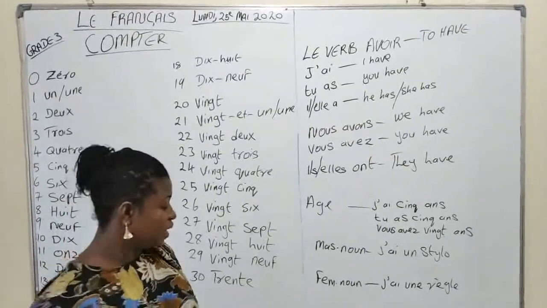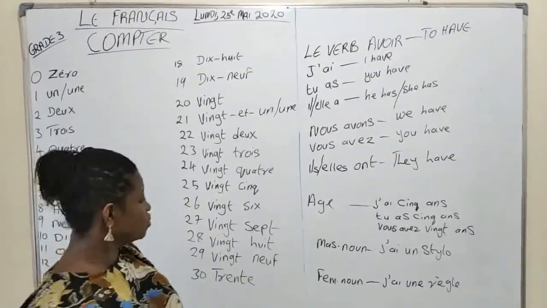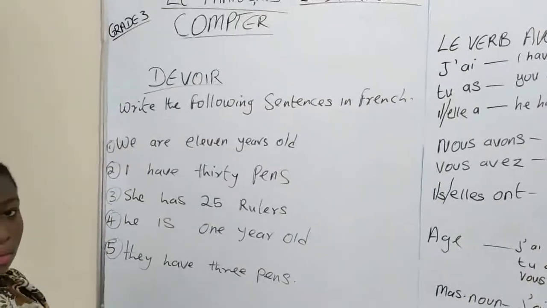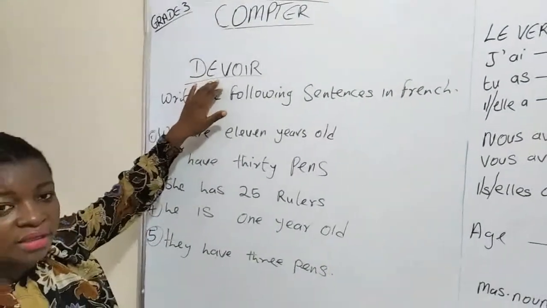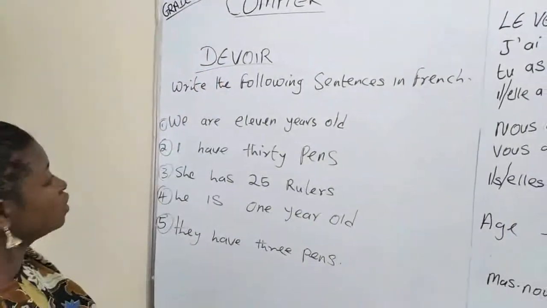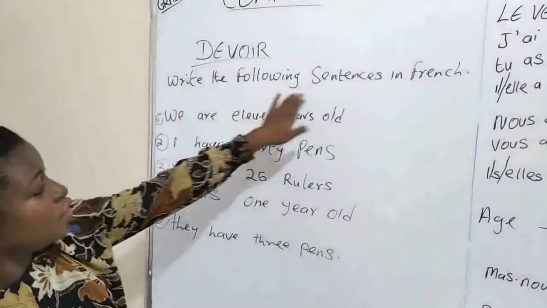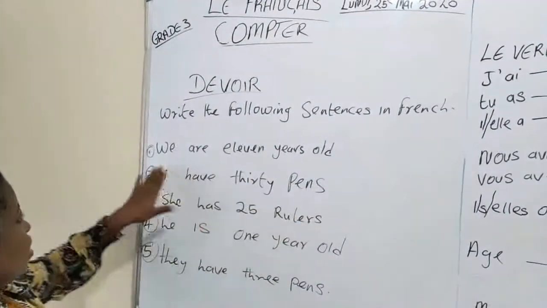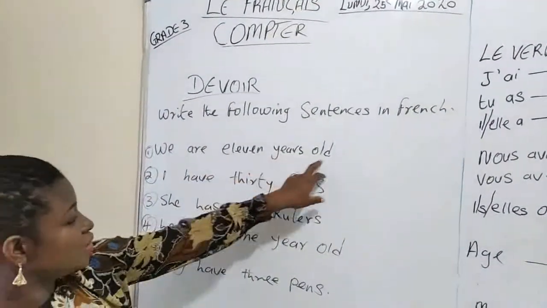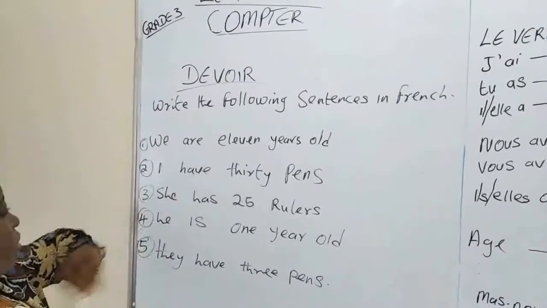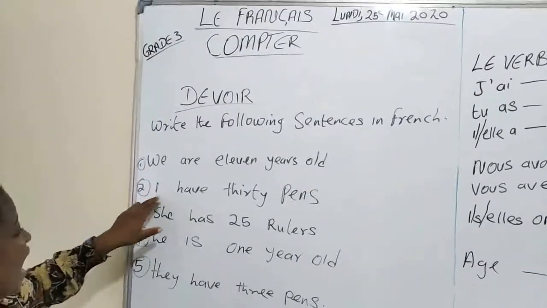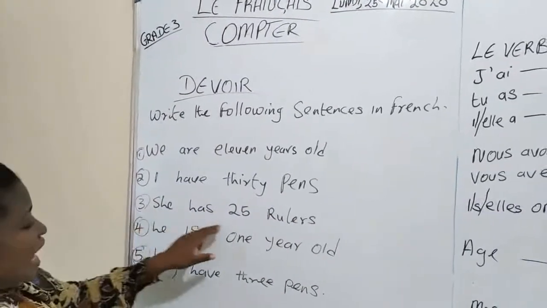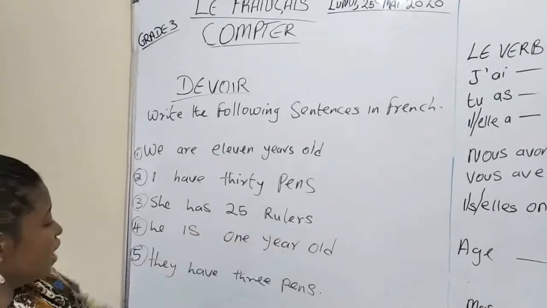This brings us to the assignment of today's lesson. This is the assignment for today's lesson. Write the following sentences in French. You're going to write all these in French. Number 1, we are 11 years old. You write this in French for me. Number 2, I have 30 pens. Number 3, she had 25 rulers.